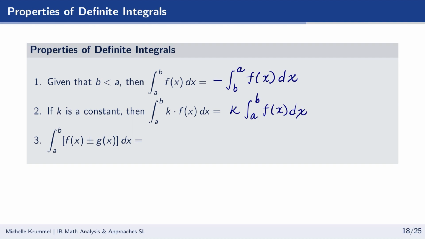And then we used this third property also in the previous example. You can separate an integral. If you have terms that are being added or subtracted, you can split it up into multiple integrals. Use the same bounds. So this would be the integral of f of x dx from a to b plus or minus the integral from a to b of g of x dx.